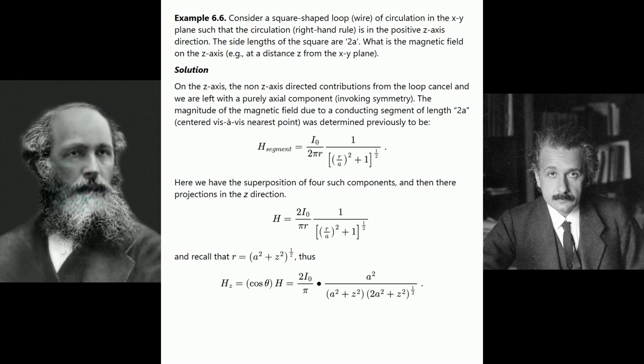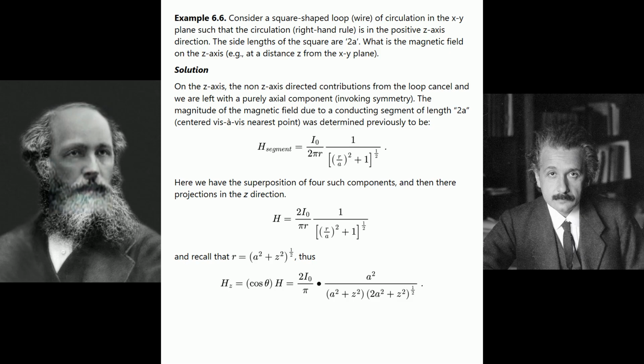Example 6.6. Consider a square-shaped loop of wire of circulation in the xy plane, such that the circulation, by the right-hand rule, is in the positive z-axis direction. The side lengths of the square are 2a. What is the magnetic field on the z-axis, e.g., at a distance z from the xy plane?